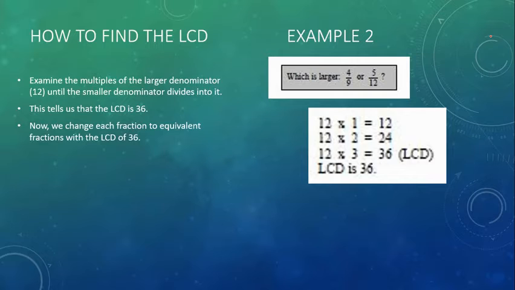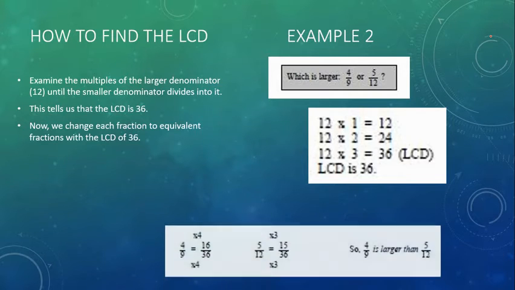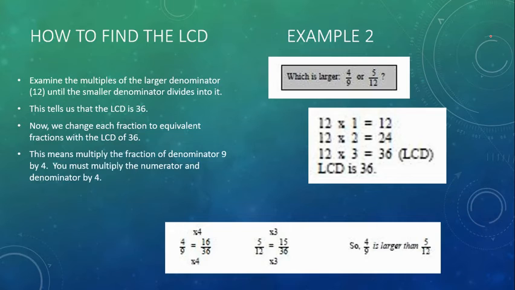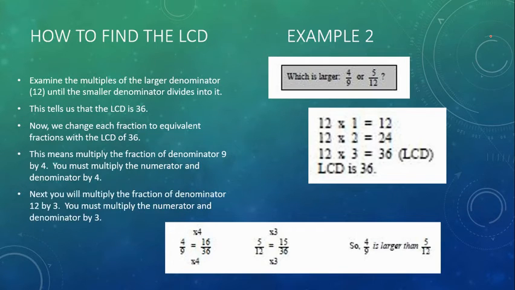So now we're going to change each fraction to the equivalent fractions with the LCD, right? So remember that the 9 has to be multiplied by 4, and the 4 on top in the numerator is going to also be multiplied by 4. So now we have 16 over 36. For 12, to get to 36, we just had to multiply by 3. So we multiply the top and the bottom by 3. So 5 times 3 is 15. 12 times 3 is 36. So notice that 16/36 is larger than 15/36.